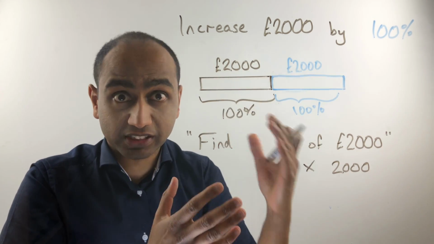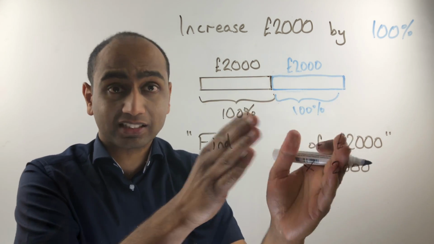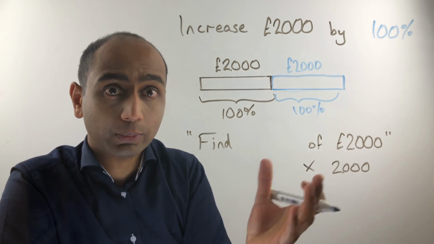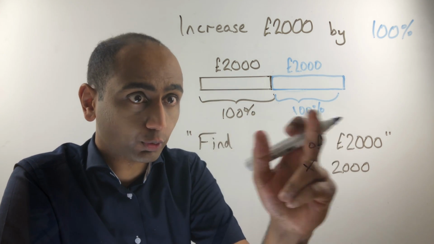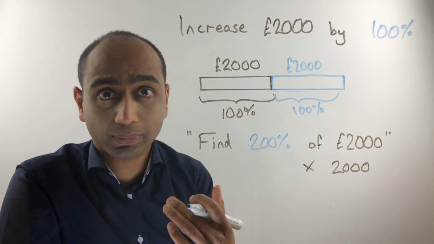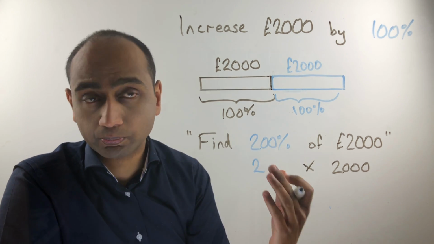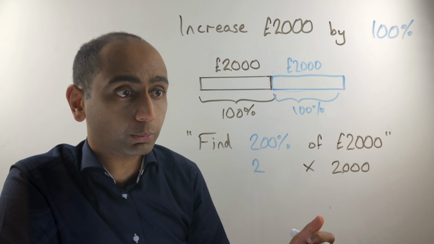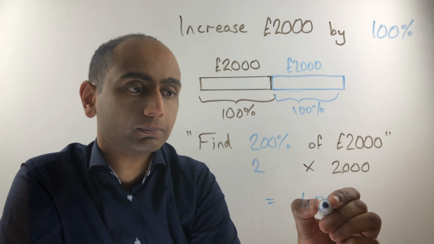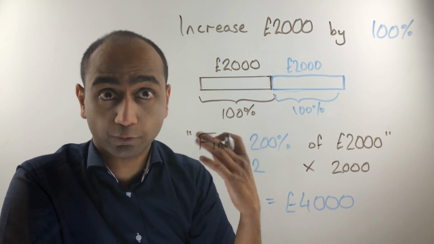Increasing something by 100% is the same as doubling it. You're adding on an extra 100% to its original amount, which was 100%. Looking at this in the way we did the earlier questions, what we're actually looking for then is 200% of £2,000, and as a decimal we could write 200 as 2, or 2.0, 2.00 if you prefer. 2 times 2,000 is 4,000, and we're dealing with pounds in this case, so the answer is £4,000.